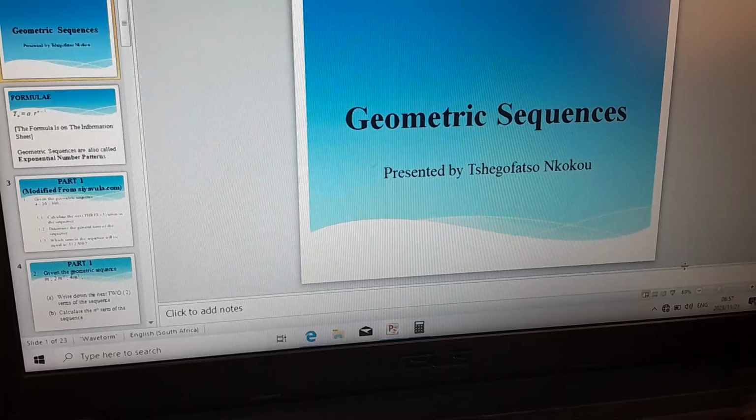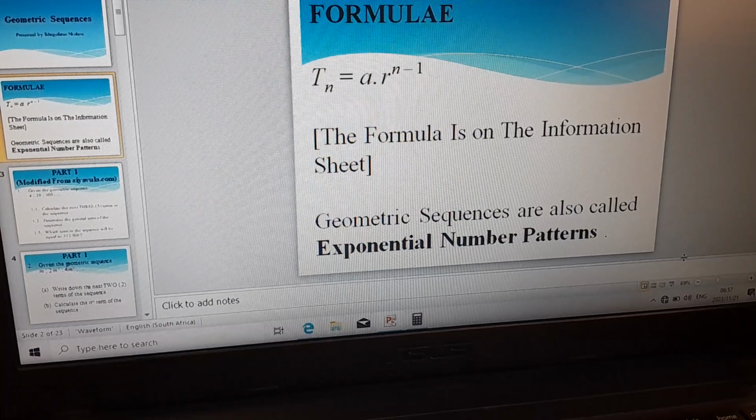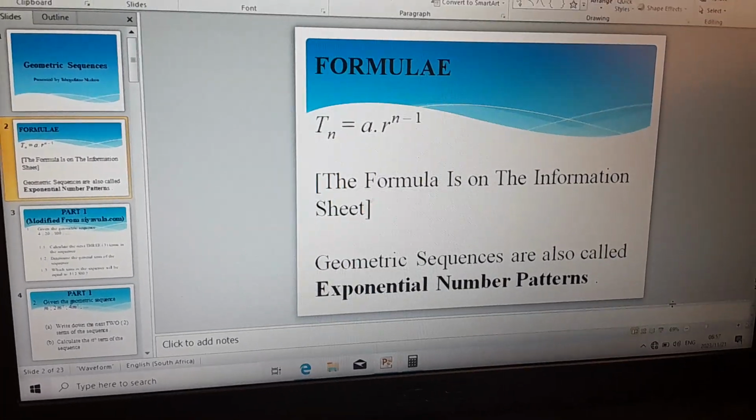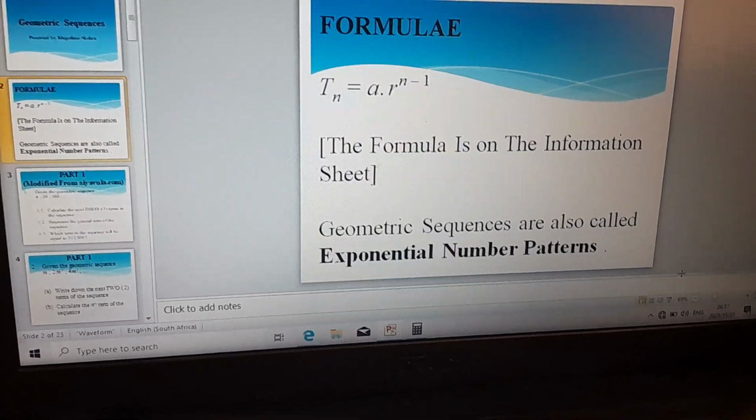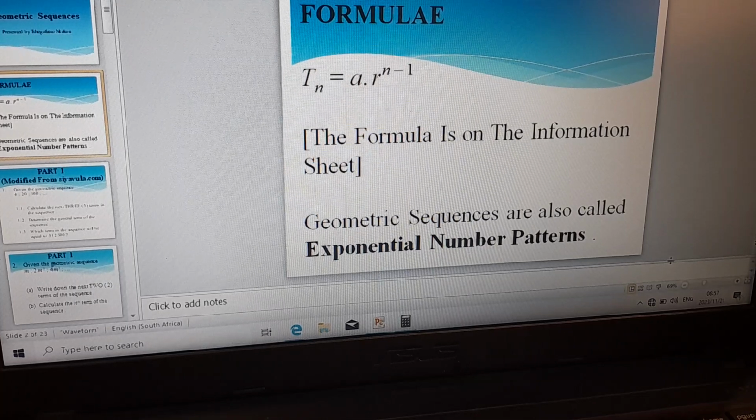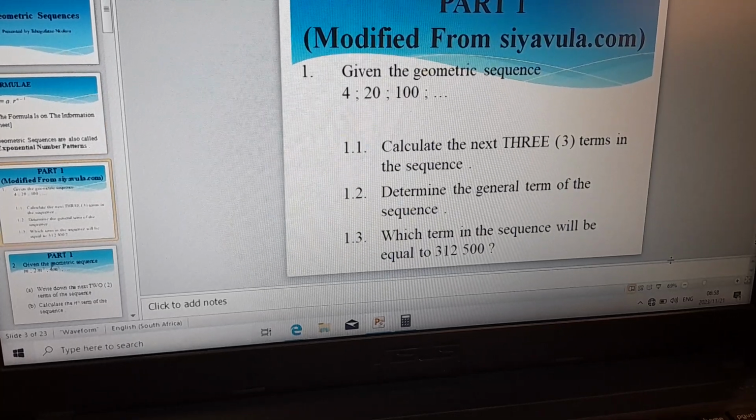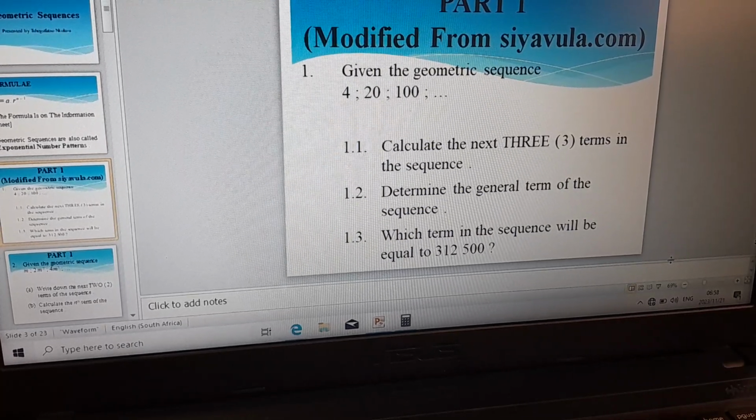We are going to be starting on geometric sequences. So the formula that we are going to be using is Tn equals a times r to the power n minus 1. Now this formula is on the information sheet. Please note that geometric sequences are also called exponential number patterns. There's part 1. I am simply going to give you some time to copy it down.